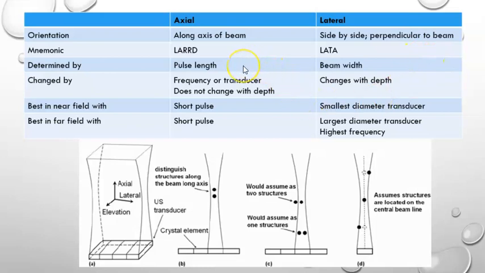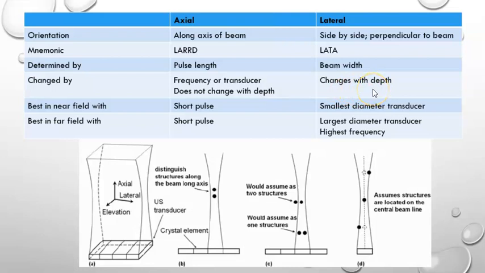The axial resolution is determined by the pulse length. The lateral resolution is determined by the beam width or beam diameter. Axial resolution is changed by changing the frequency or changing the transducer or whatever the manufacturer sets it at. It does not change with depth. That's a very important factor. Axial resolution does not change with depth. It's the same at 1 centimeter as it is at 50 centimeters.